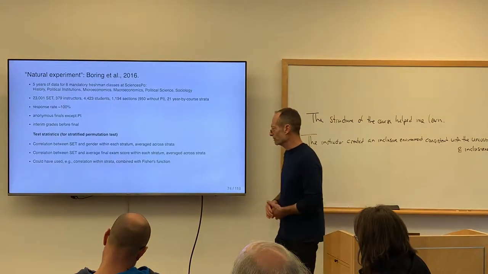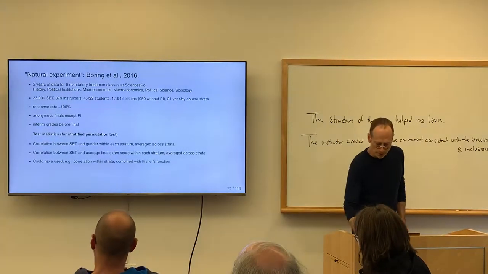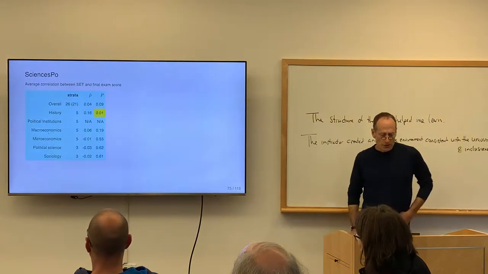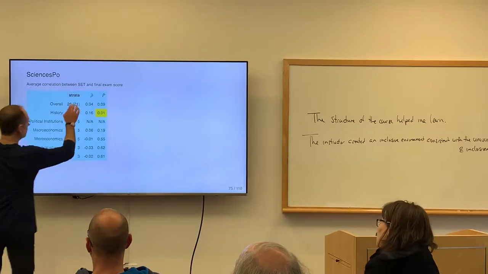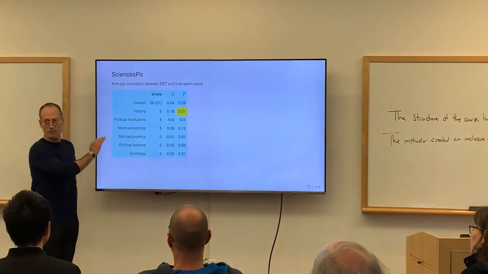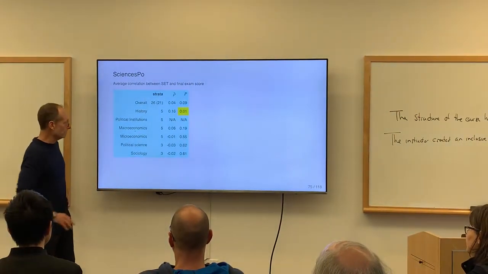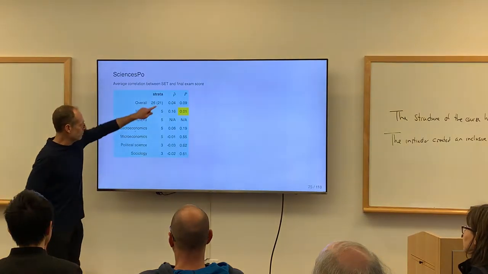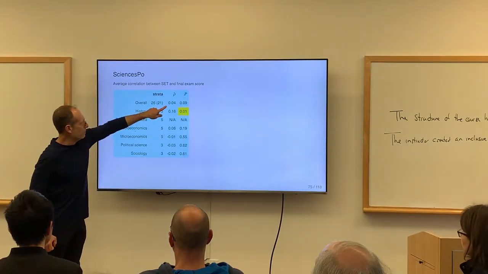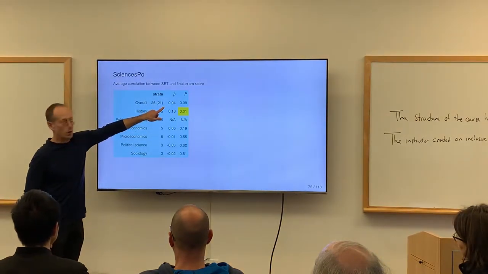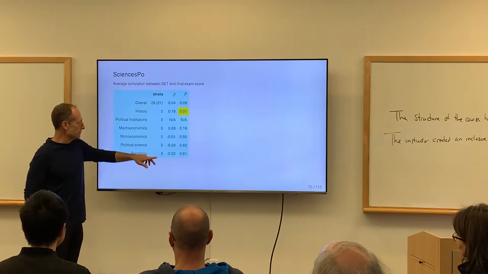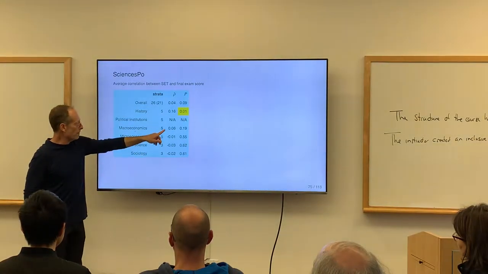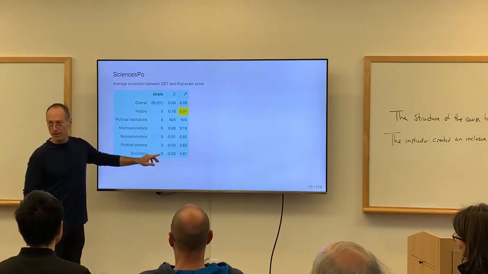There are other things that we could have done. This is not a good pick. So what do you see? If you look at the correlation between student evaluations and performance on the anonymously graded final exam, we've got overall a very small positive correlation across all of the disciplines. History has a positive correlation that's big enough to be statistically significant. This is positive, these three are negative.